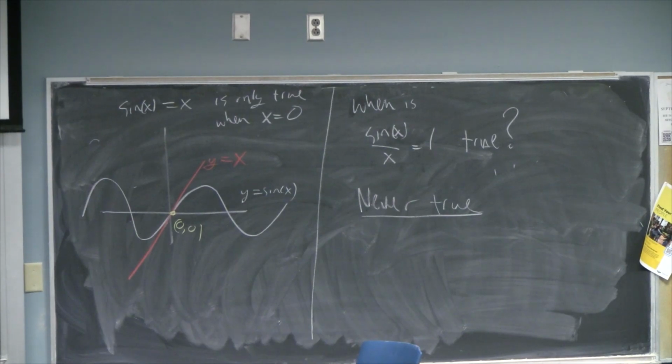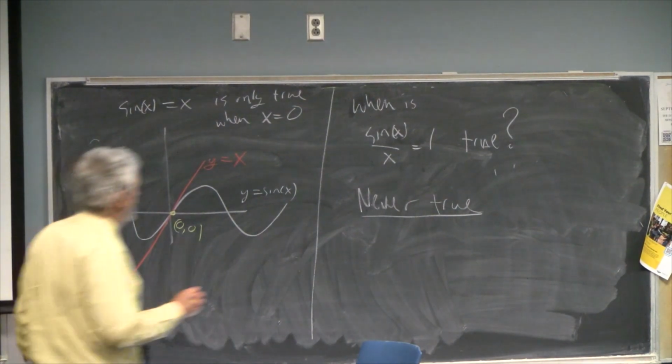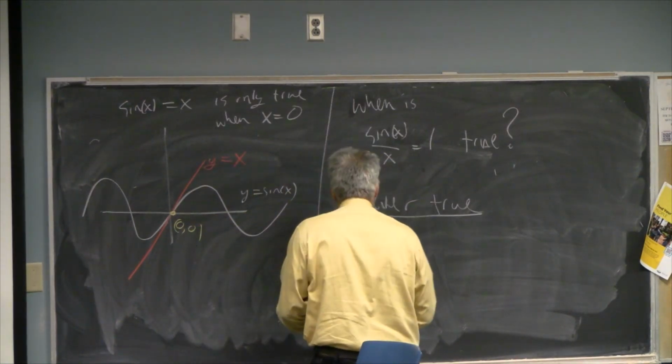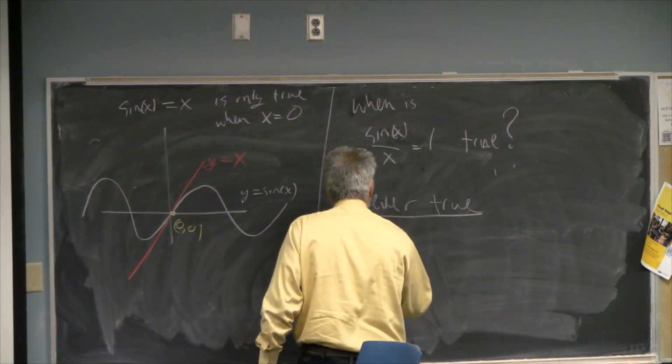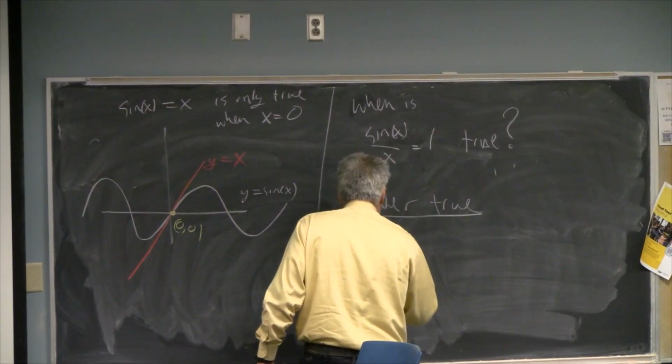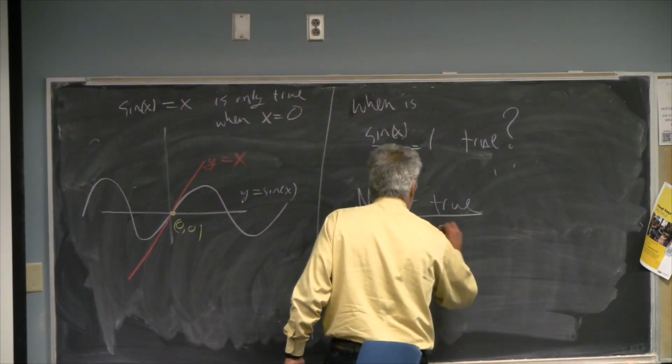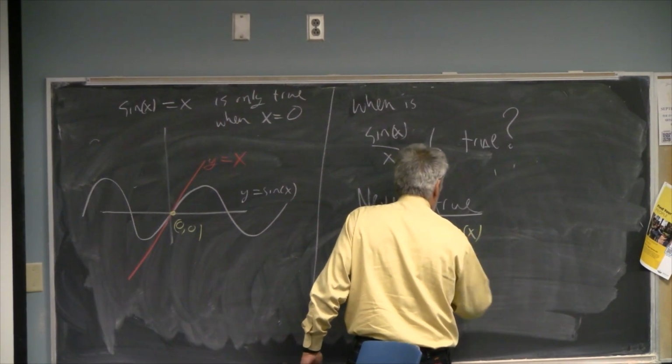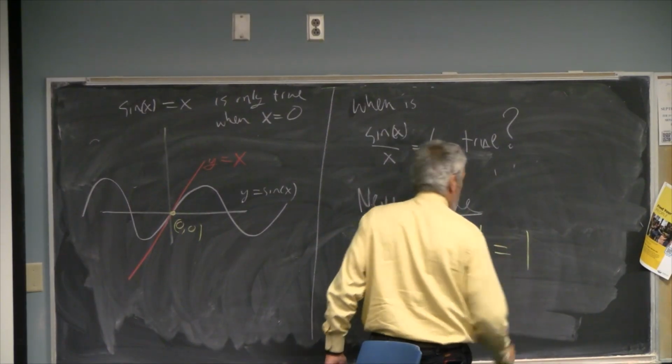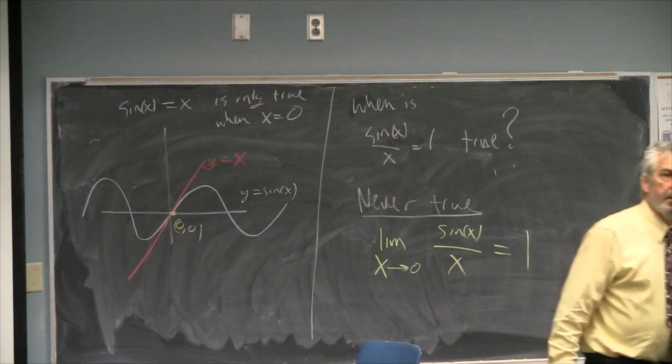So, who was it over here? Somebody said, what is true is the limit as x approaches 0 of sine x over x is equal to 1. That is true.